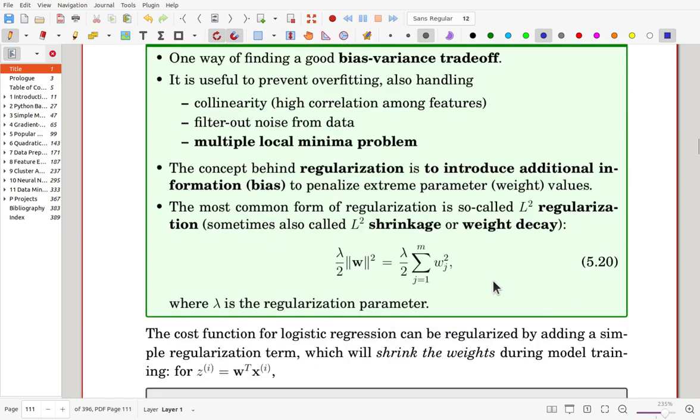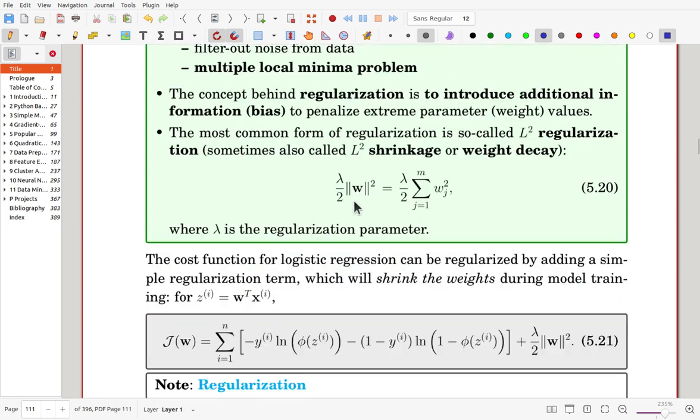Simply, we are adding this term to the objective function. So we try to minimize this whole thing. Then this portion will also be minimized, which means that the weight, W, will have lower values. So it is called shrinkage or weight decay.